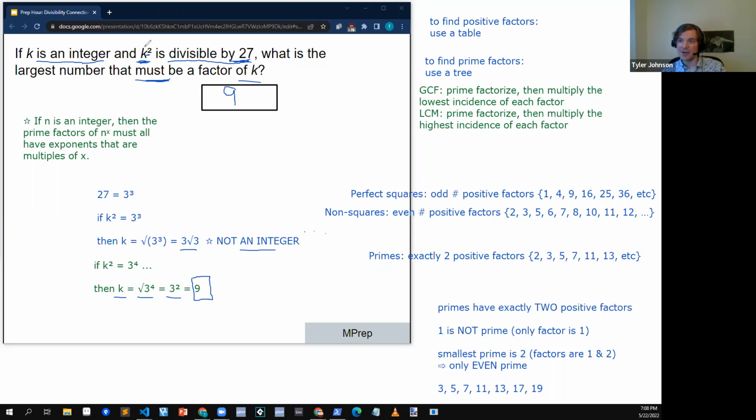So whenever you're in these funky situations where something is defined as an integer and then we're looking at powers of it, you want to make sure that every exponent in the prime factorization is a multiple of whatever power we're raising it to. So if it's a square, every value in the prime factorization must have an exponent that is an even number, because all even numbers are multiples of 2.